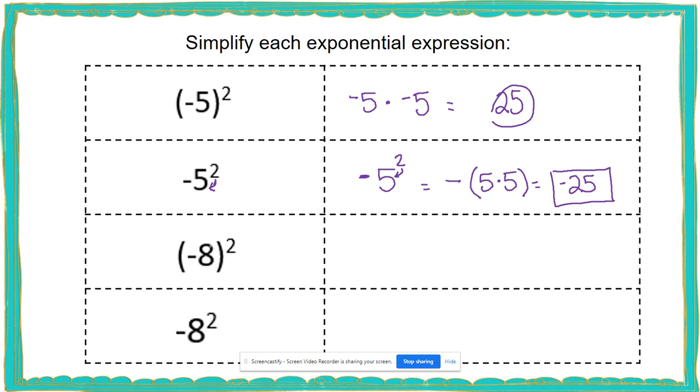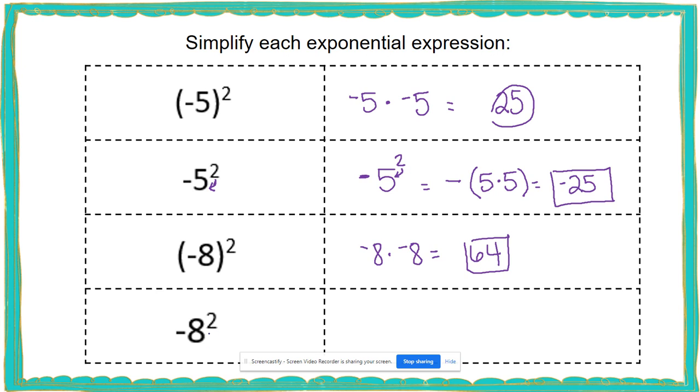In this problem, I have negative 8 raised to the second power. Because the negative is inside the parentheses with the 8, this is telling me that I'm raising that whole number to the second power. So I'm doing negative 8 times negative 8. And when I do negative 8 times negative 8, I get positive 64.